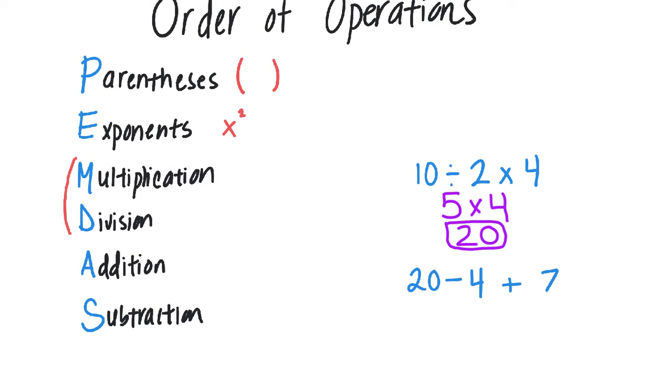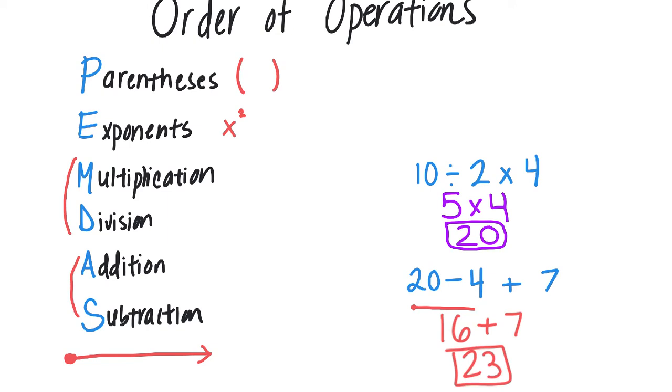Let's take a look at the next problem. I see we have subtraction and addition. Again, just because in our acronym addition comes first does not mean it has to come first in my problem. I have to go from left to right. Looking at this from left to right, I see I have to subtract first. 20 minus 4 is 16. I write it right underneath, and then I bring down the rest of my expression. 16 plus 7 is 23.